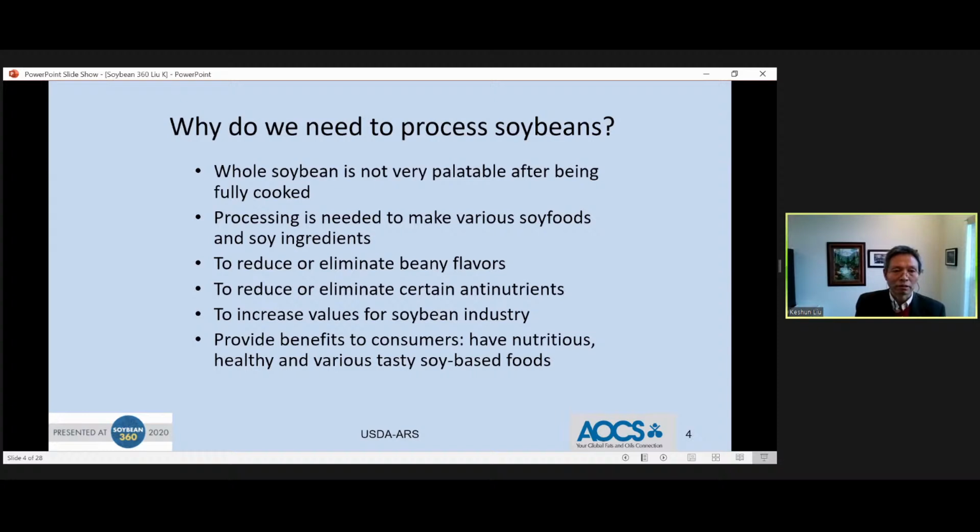Also, it's necessary to process soybeans to eliminate beany flavors and reduce or eliminate certain anti-nutrients. Processing also increases the value of the soy industry and provides benefits to consumers, so consumers can have nutritious, healthy and various tasty soy foods.